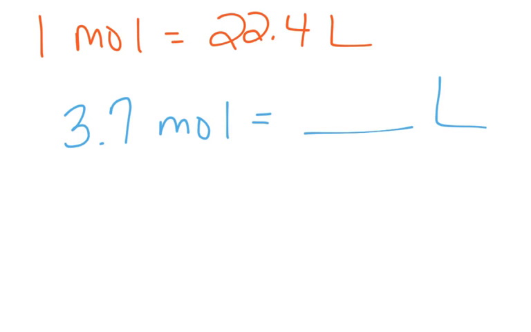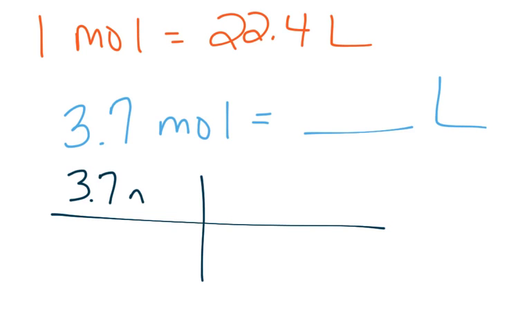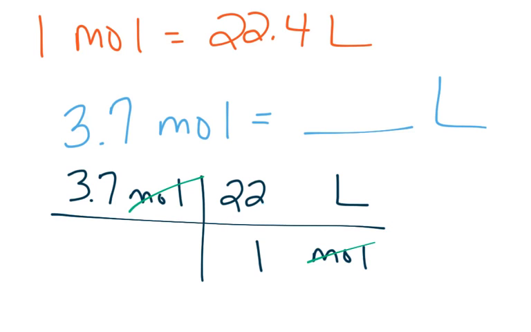So, process of dimensional analysis. Step 1, draw your cross. Step 2, put in your given. Step 3, put the unit of your given down here on the bottom, so just like a fraction, it'll cancel out. Step 4, put the unit you want up top, and then last but not least, fill in your numbers.